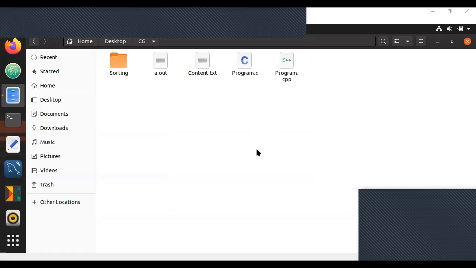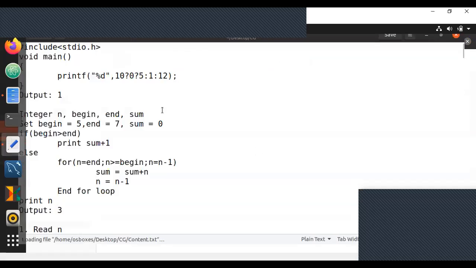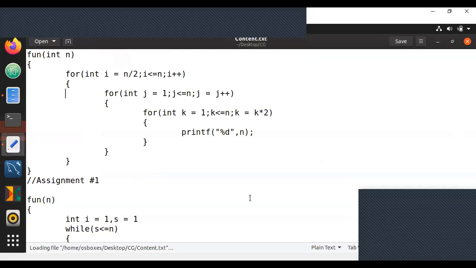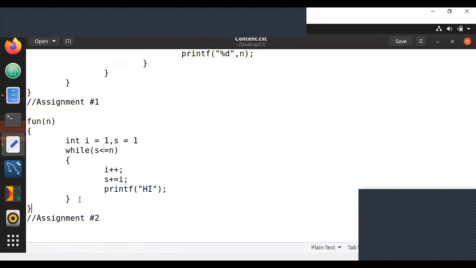All right. So, in the last session, we went through a few time complexity problems, and I think I provided one assignment for you guys to try by the end of the last session. That was this.